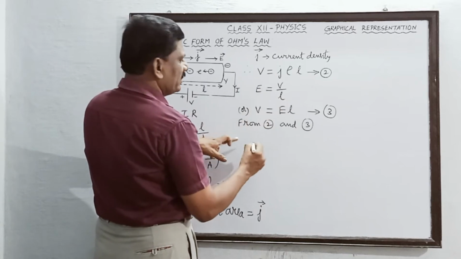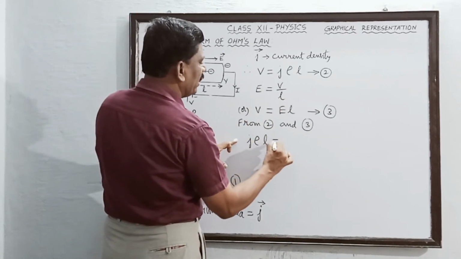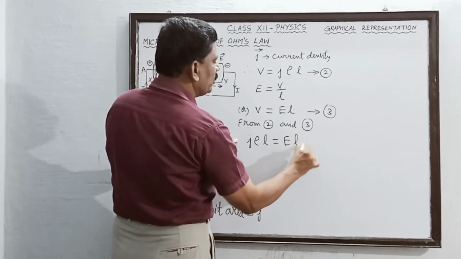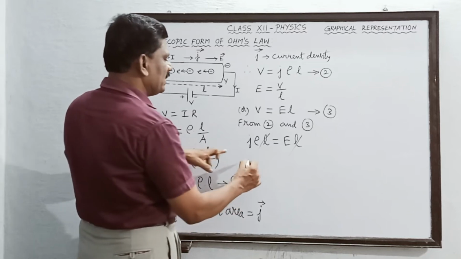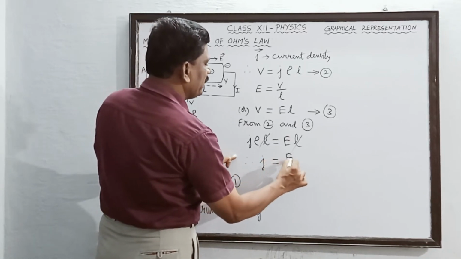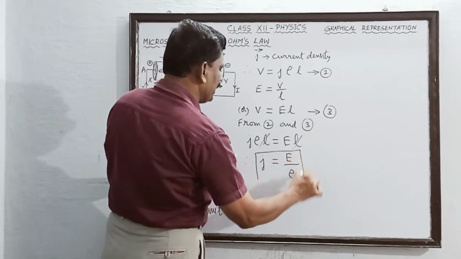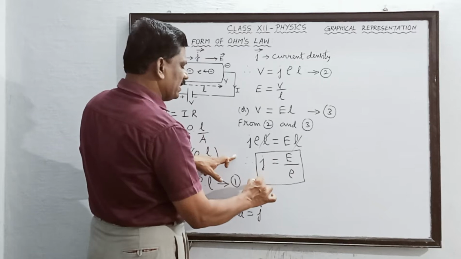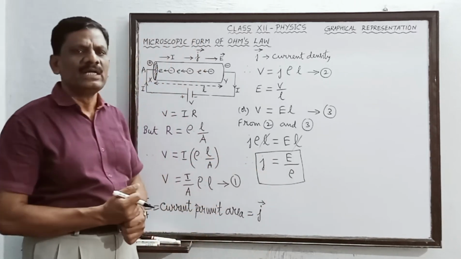So comparing equations 2 and 3: J into rho into L is equal to E into L. So the length L is getting cancelled on both sides. Therefore, J is equal to E divided by rho. This is one of the steps in our main equation. So this is J equal to E by rho.